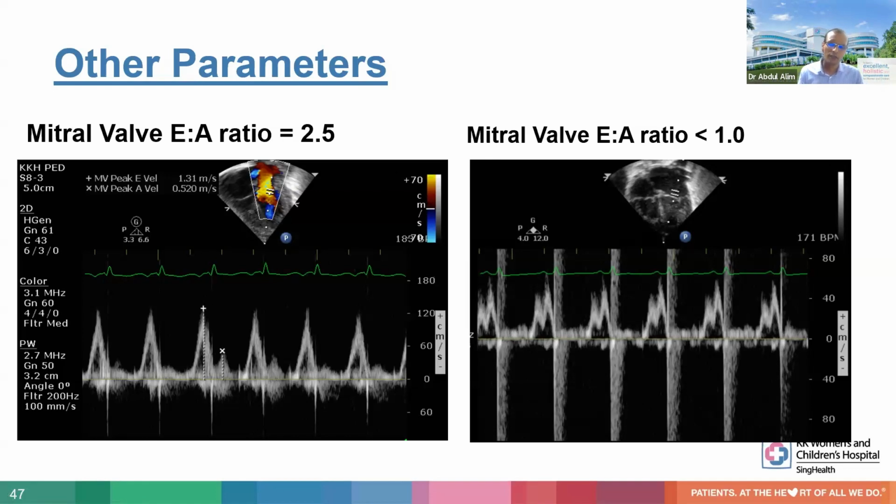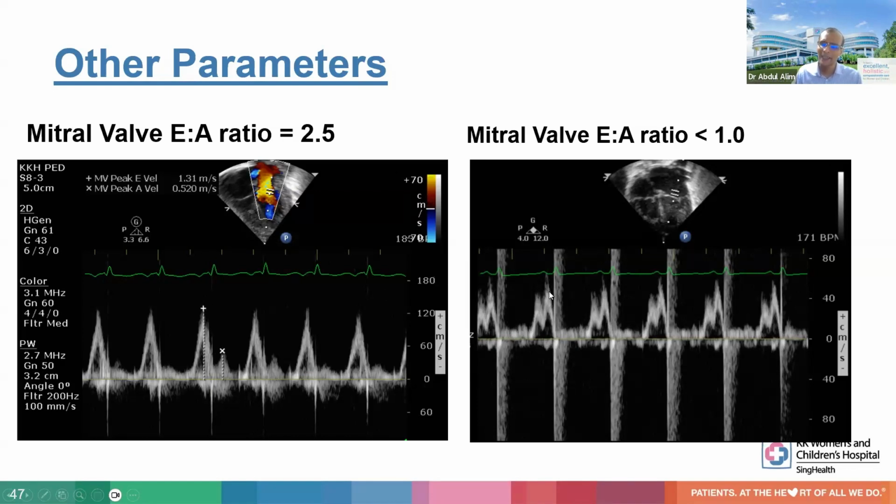Newborns often will have slightly restrictive diastolic function, so they rely mostly on the A wave. In a normal premature newborn, the A wave is almost equal to, or slightly higher than, the E wave. On the right-hand screen, you can see the E wave and then the A wave.